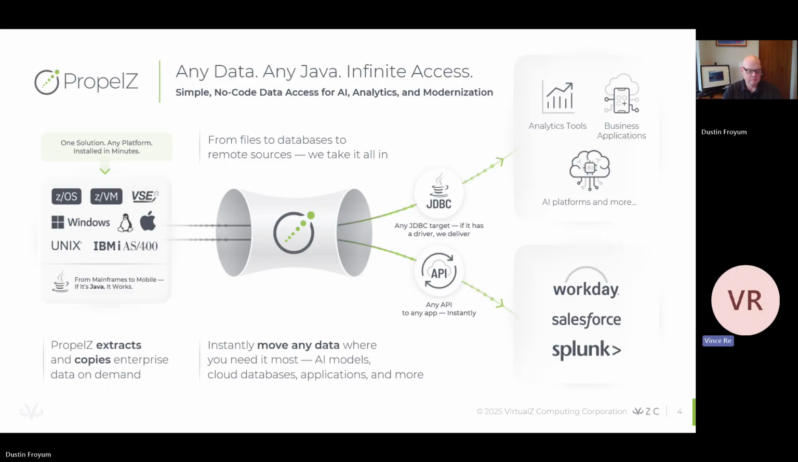The most common thing we do with PropelZ is, typically we're dealing with file system objects of some sort. So that could be just binary files. That could be, on z/OS, very commonly VSAM data or GDGs or tape files, all these other file formats that are very common there. So that tends to be the input side.